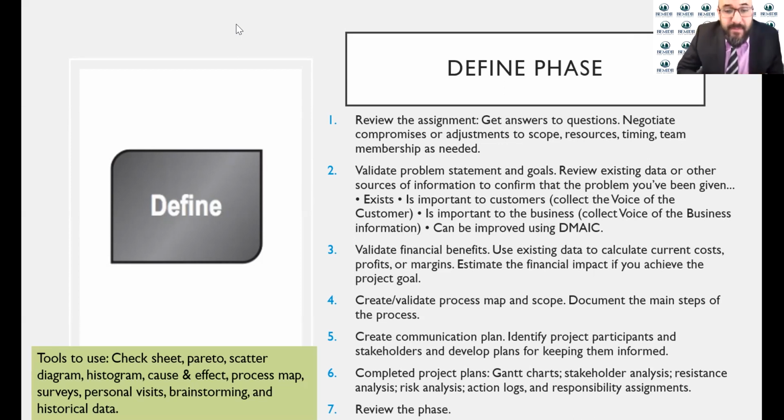Validate the financial benefits. If there are some financial benefits, you should validate that. Again, you need to use existing data to calculate the current cost and estimate the financial impact if you achieve the projected goal. Okay, we have 20% customer complaints. If we reduce that to 10%, what's the impact? Is that going to be more profit? Well, if you can do that, that would be great.